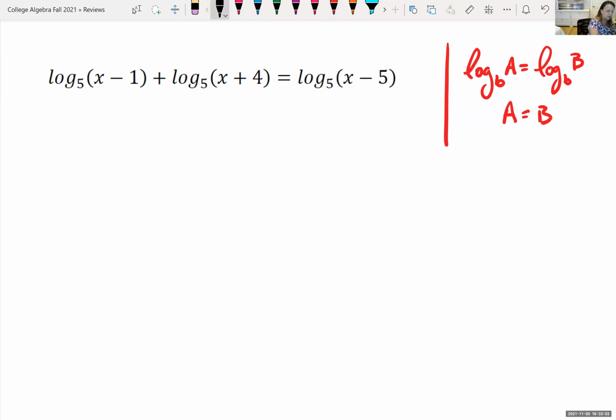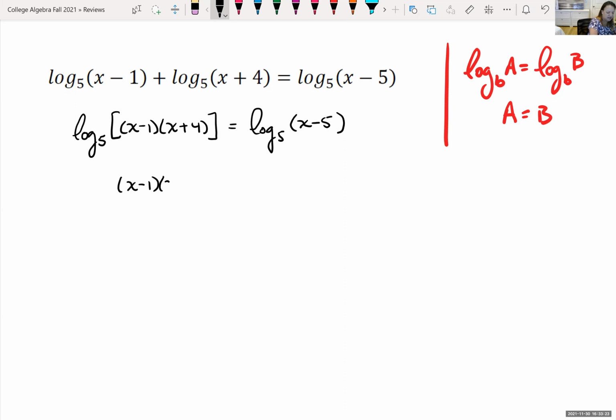that plus sign tells me multiplication. So this is log base 5 of x minus 1 all times x plus 4 equals log base 5 of x minus 5. So this tells me that x minus 1 times x plus 4 has to equal x minus 5. So let's expand. If we expand the left-hand side, we get x squared. This is going to be a 4x minus an x, that's plus 3x, minus 4 equals x minus 5.